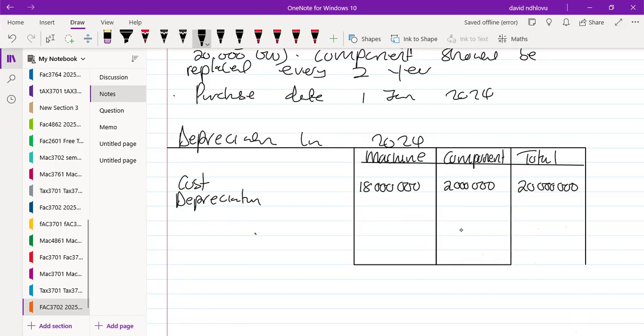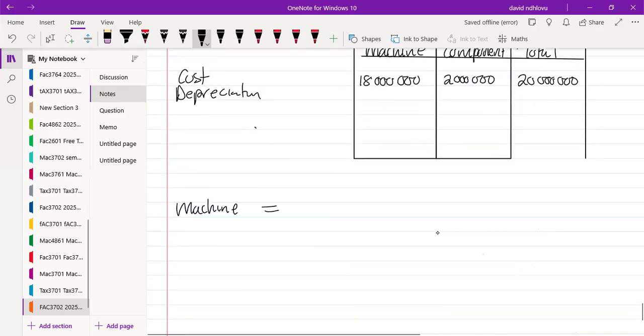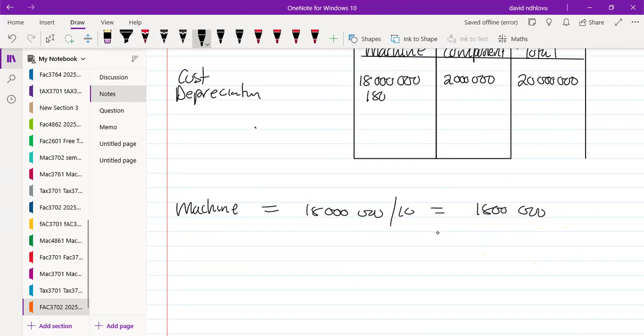Then we calculate depreciation. Our depreciation is going to be easy to calculate. For the machine, remember, the useful life of the machine. Did I give the useful life? I did not put the useful life there. The useful life of the machine is 10 years. So for the machine, we depreciate it over its useful life, straight line method of 10 years, which gives 1.8 million. So that will be the amount of depreciation that we recognize.